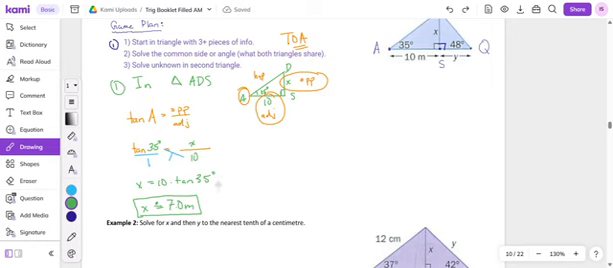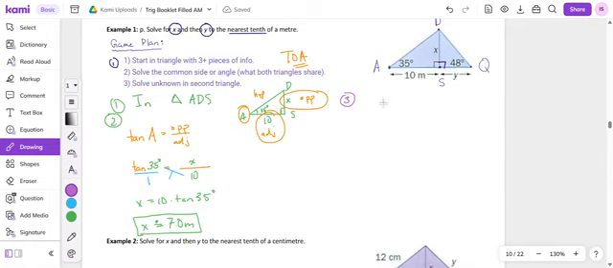Great. Okay, I'm going back to my game plan. Start with the triangle with 3 pieces. I did that. Solve the common side or angle. I did that. So that was really step 1 and step 2. We're now moving to step 3. Solve unknown in the second triangle. Hey, I'm moving over to the second triangle. So I'm going to let Miss Lai know, hey, now I'm working in triangle DSQ, disqualified. And in that triangle, I want to solve angle Y.